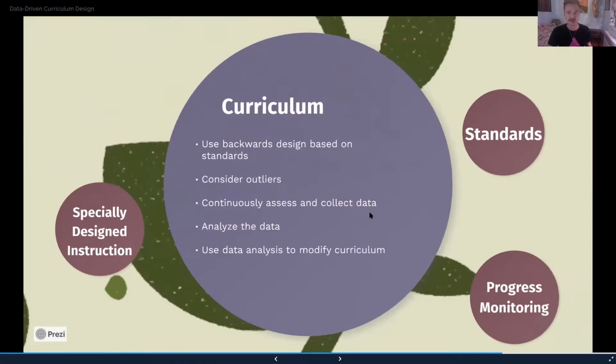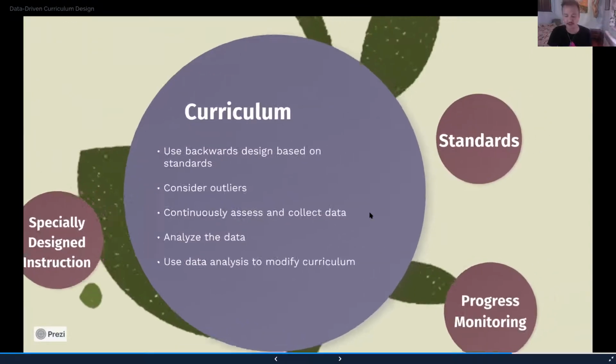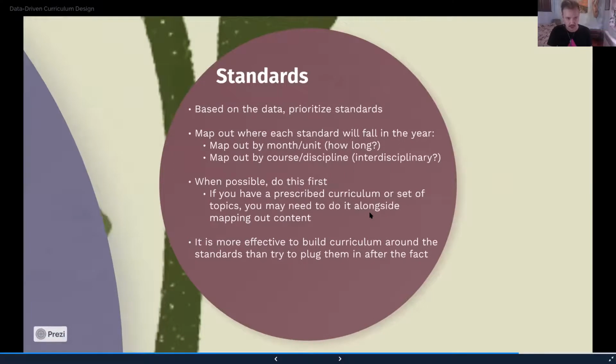So the curriculum should be done using backwards design always. It should be based on the data. So you use the data to figure out how you're going to prioritize standards. What you're going to do when you get that is map out the standards. And if you can, which is not always possible, you should do this first. If you can't do this first, you should do this alongside the process of mapping out the content, but definitely it should be one of the first steps.